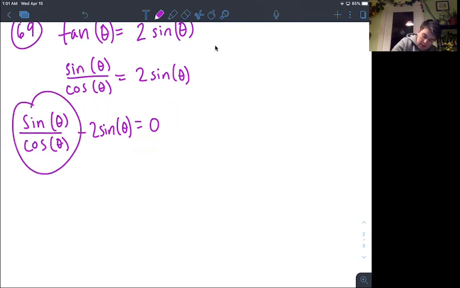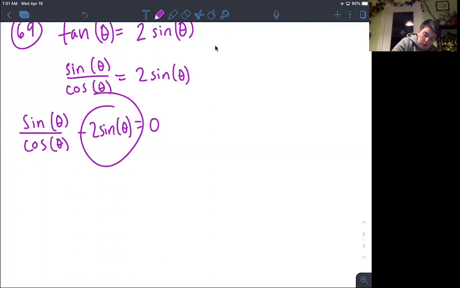So I have a term right here, sine over cosine, and then I have a term right there, 2 sine. Do those have anything in common with each other? If you're telling me, Ms. Ray, they both have sine in them, yes, you are exactly correct. So I'm actually going to factor out the sine from both of them.